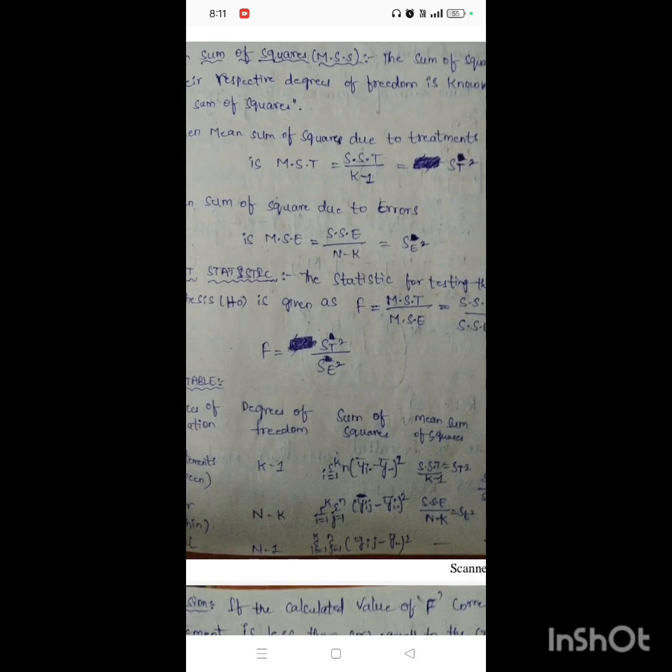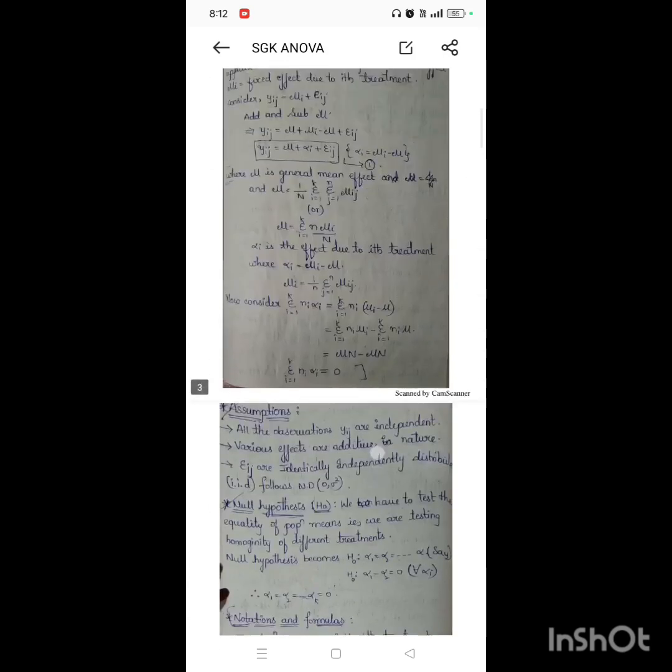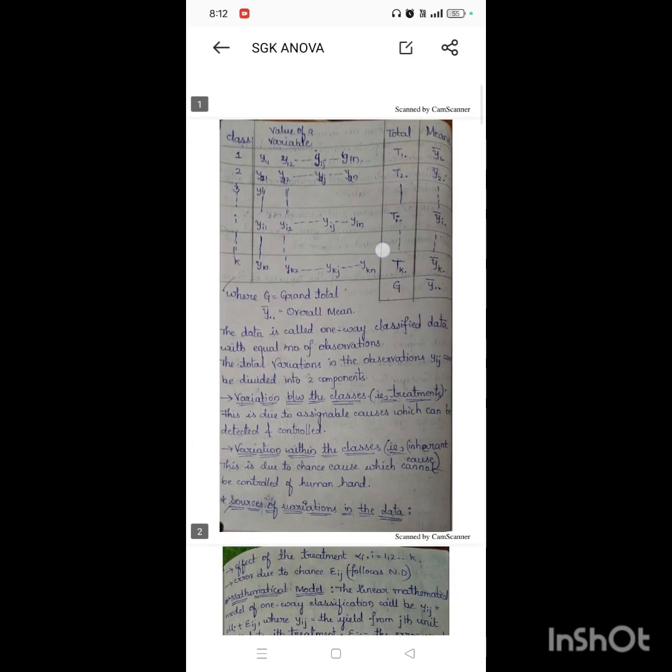This is the calculation we are doing. This is ANOVA one-way classification, and you have to write up to the final ANOVA one-way classification table. This is very useful and an easy way to understand ANOVA one-way classification.